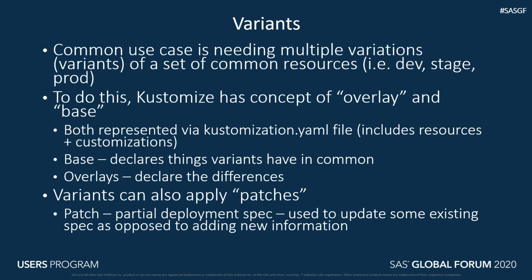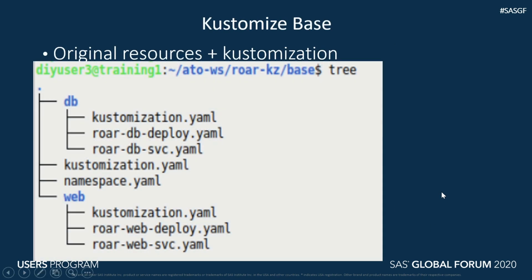Variants can also apply patches. Patching is a way to update something, a bit more than just adding something brand new, but actually modifying something existing. A partial deployment spec updates some existing spec as opposed to adding new information. It adds a new change, but it's actually working against an existing object. So let's look at an example here.